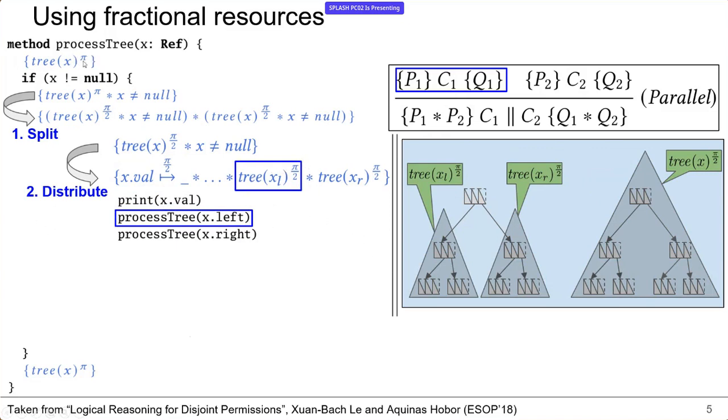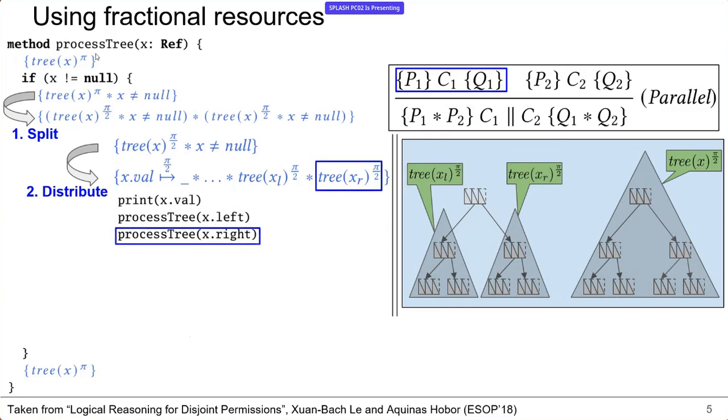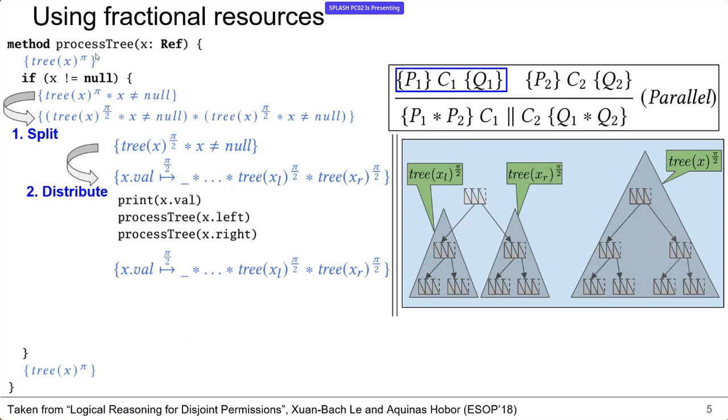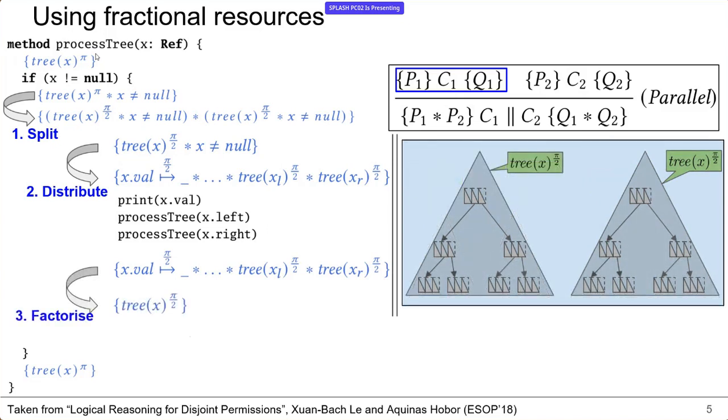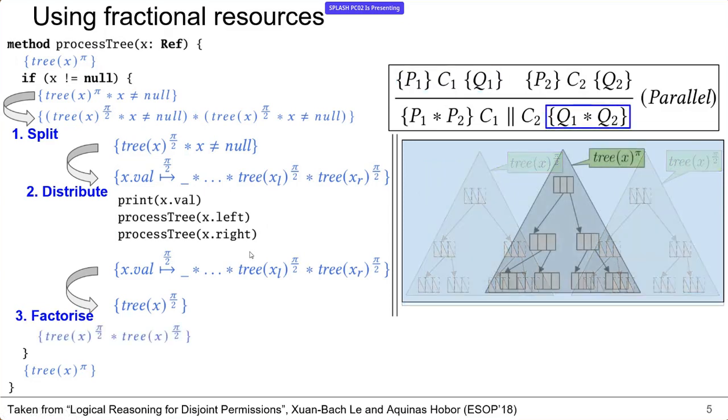And in this case, pi here is a ghost parameter that is going to be instantiated with pi divided by 2. And same thing with the right subtree. So then we get back the same permissions, we have the same context, and now we need to revert the process. We need to revert this distribute step and this split step. So the opposite of distribute is factorization. We have pi divided by 2 that is distributed over every conjunct, so we factorize it back, and we fold the definition. And then we use the parallel rule to recombine the two postconditions, and we do this fourth step, combine.